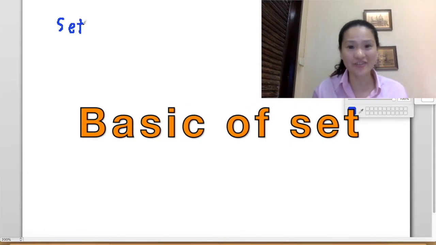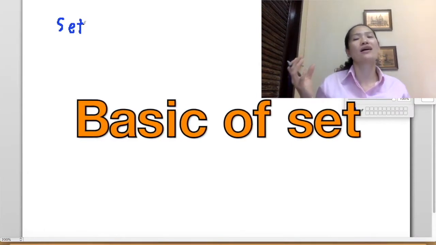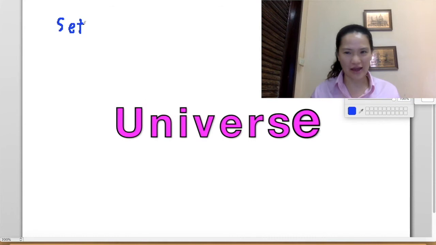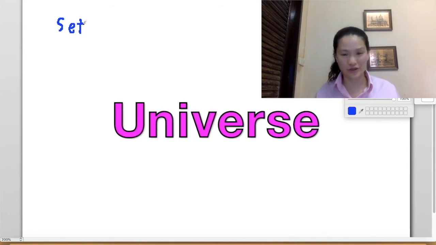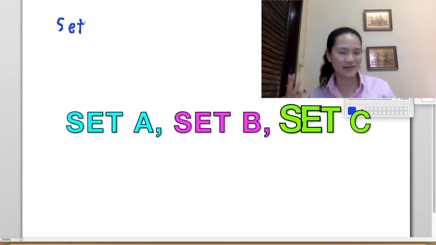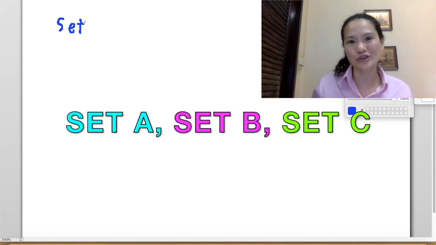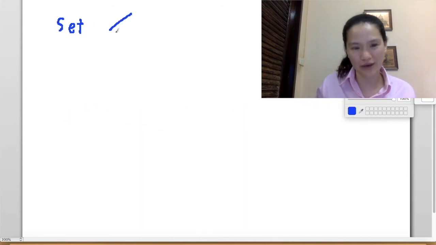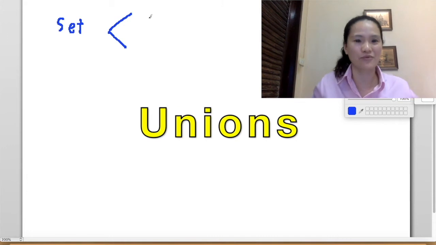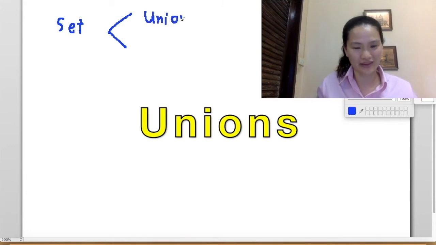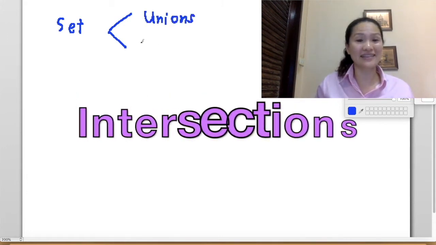We learned about sets. First, you have to know the basics of them. For example, you need to know what is universe, what is set A, set B, set C. And then you should know the concept of, okay, let me write down for you. You should know the concept of union and intersect.